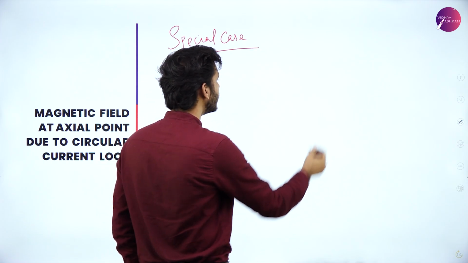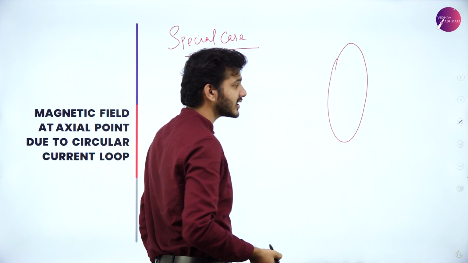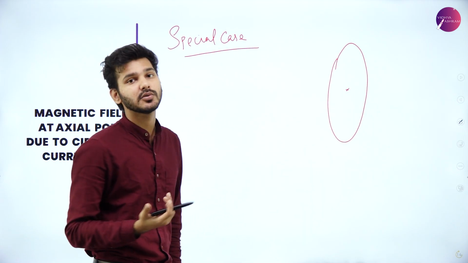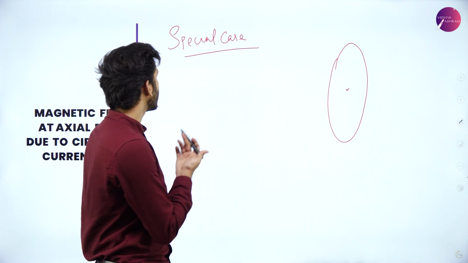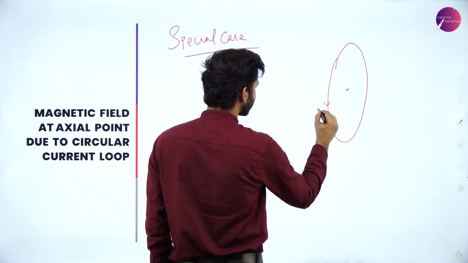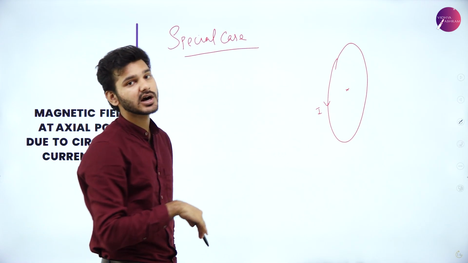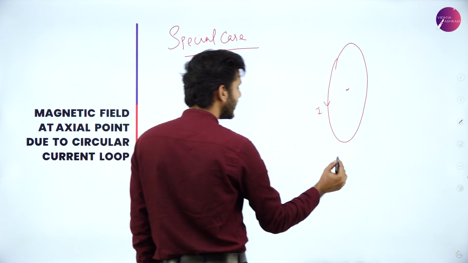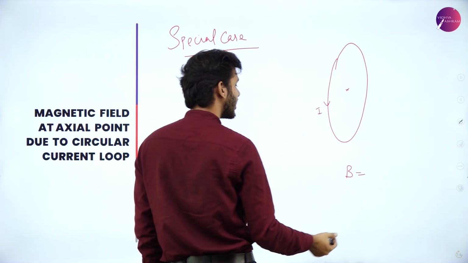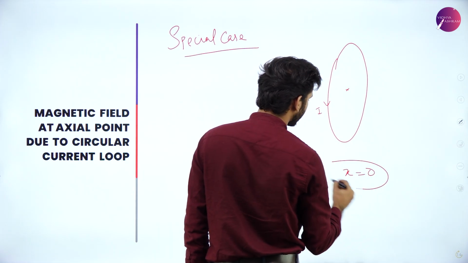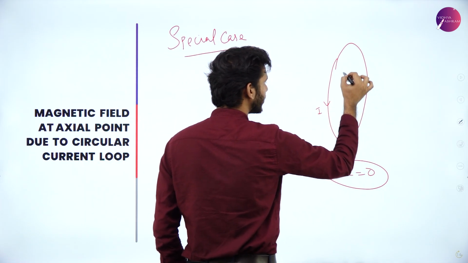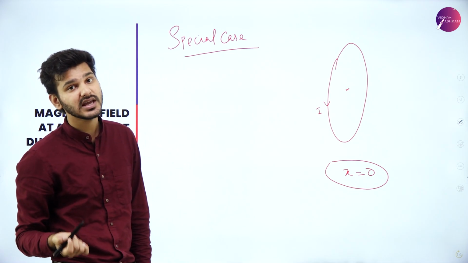Now we can have a special case, where the current carrying circular loop is this one. And what is the magnetic field experienced at the very center? That is x is equal to 0. Then what will be the magnetic field experienced? That is, at this particular special case where I is the current flowing through this circular current carrying loop, what will be the magnetic field experienced at the center of the circle, or when x is equal to 0? So when this particular distance x is 0, that is at the center of the circle, what will be the magnetic field?